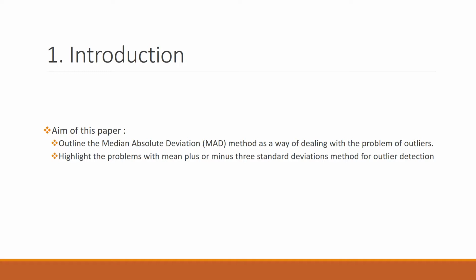So the aim of this paper is to outline the median absolute deviation, or MAD method, as a way of dealing with the problem of outliers and highlighting the problem with the mean plus or minus 3 standard deviation method for outlier detection. So it is basically introducing a new method, MAD, and highlighting problems with using the mean plus minus 3 standard deviation method for outlier detection.